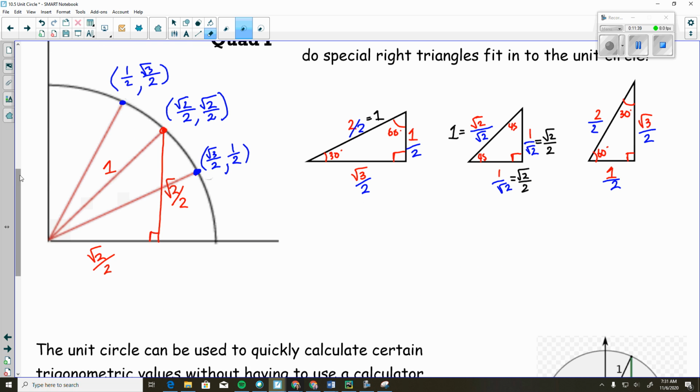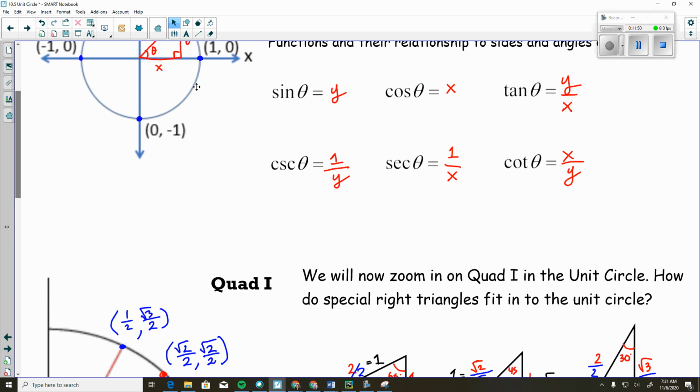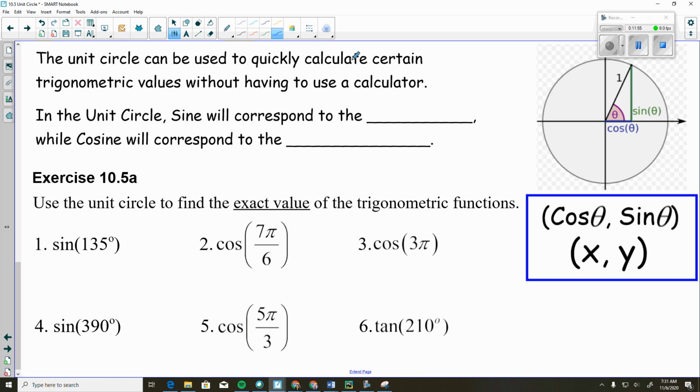All right, now let's start actually using this to calculate some values here. As we just looked at in the unit circle, sine is going to correspond to the y coordinate, while cosine corresponds to the x coordinate. So you can look over here, cosine is going to correspond to x, sine is going to correspond to y. Okay?